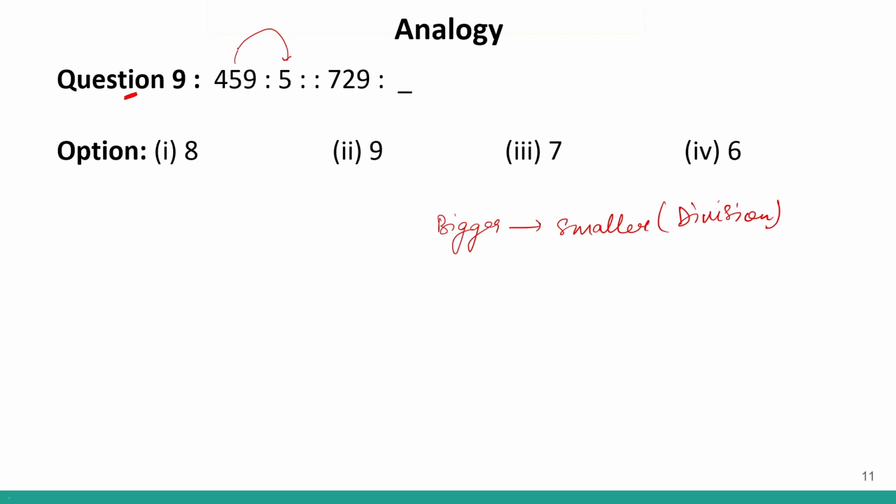So 45 and 9, if I see them separately like this, 45 divided by 9 will give me 5. 5 into 9 is 45, correct? Similarly, over here, 72, if I divide by 9, how much will I get? 8. So 8 will be my answer, which is option number 1. 8 is the answer to this question. Okay?